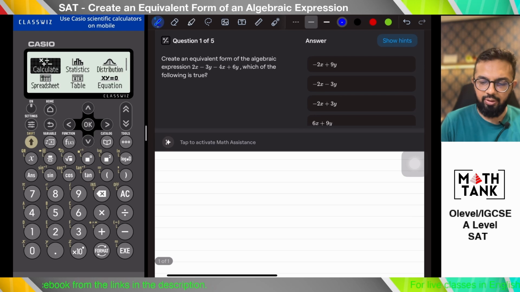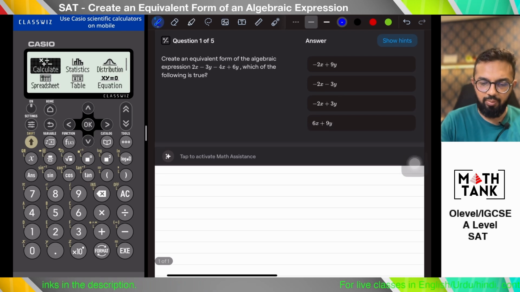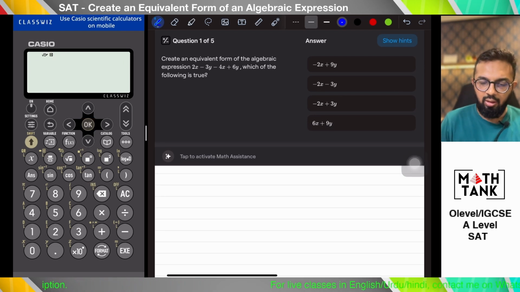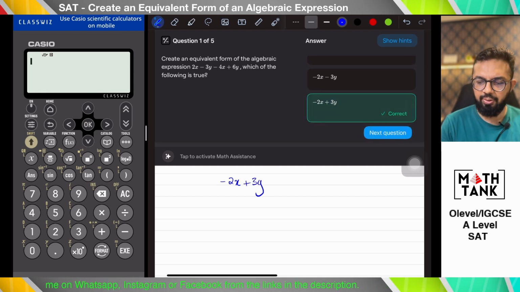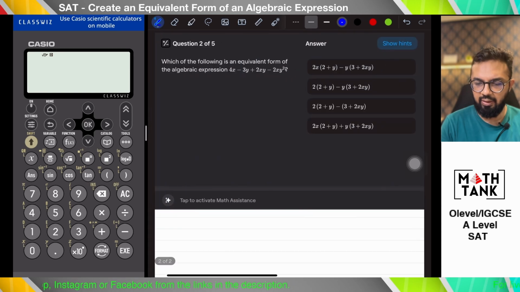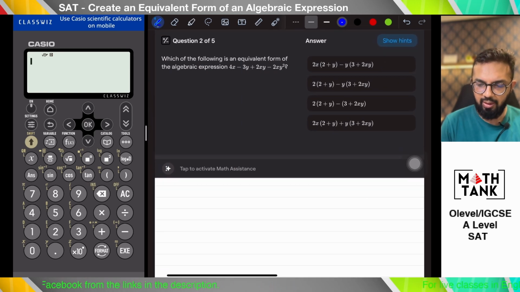The first one says create an equivalent form of the algebraic expression 2x minus 3y minus 4x plus 6y, which is the following. So it's just simply about adding and subtracting. So I get minus 2x plus 3y. Okay, so I think that is simple. Since these are easy questions, you will find this happening in a lot of questions.